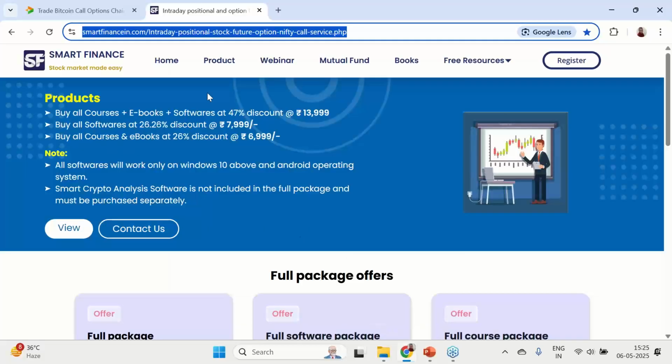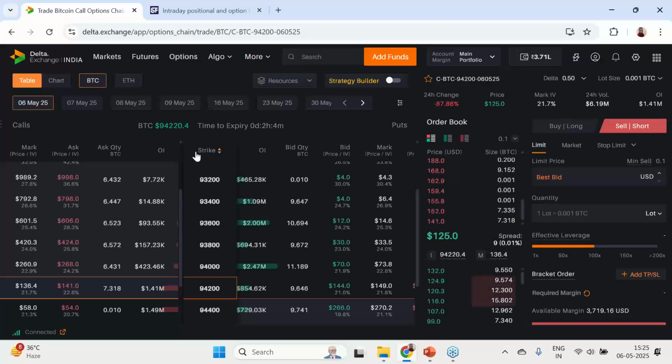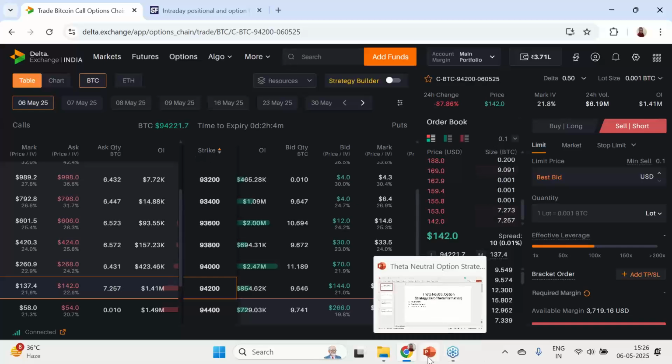I will be explaining it with one Bitcoin option strategy example. Similar things you can do with any other segment wherever options are active. So the process will be the same, but your approach will be different.